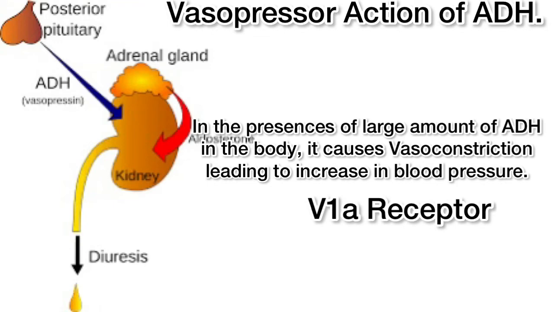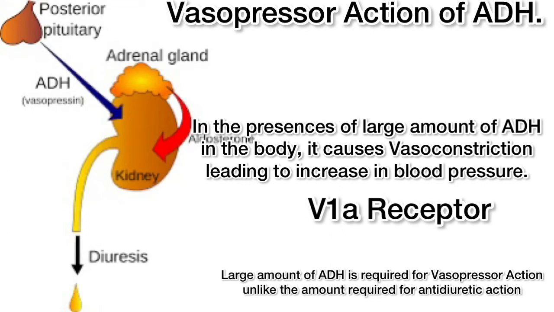Although the amount of antidiuretic hormone required to cause the vasopressor effect is far higher than the amount required to cause the antidiuretic effect. So for the antidiuretic effect, the amount of antidiuretic hormone required is just very small, and for the vasoconstriction effect, which is the vasopressor action of this hormone, the amount of hormone required is higher than that required for the antidiuretic effect.